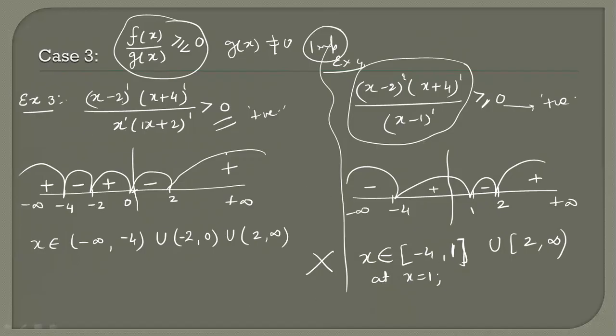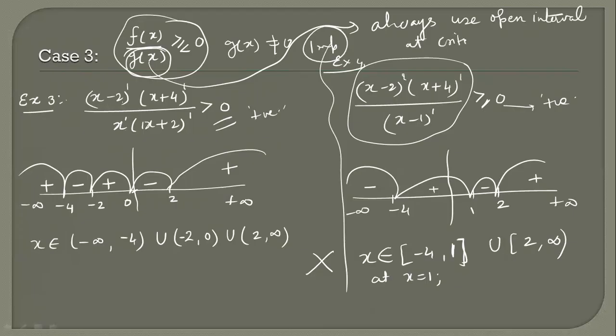It means what we want to say here is, if you have any function in the denominator, always use an open interval at the critical points of the denominator.